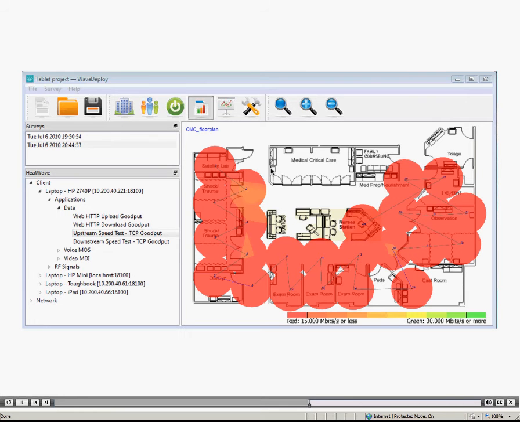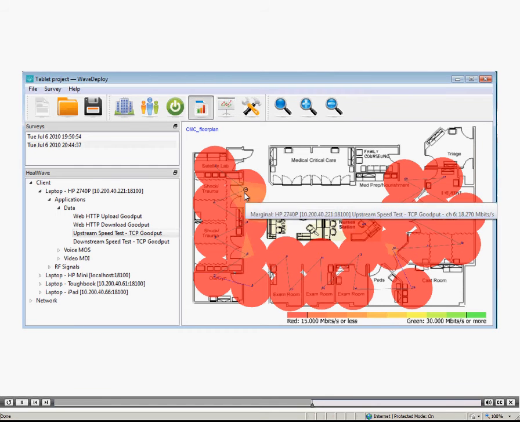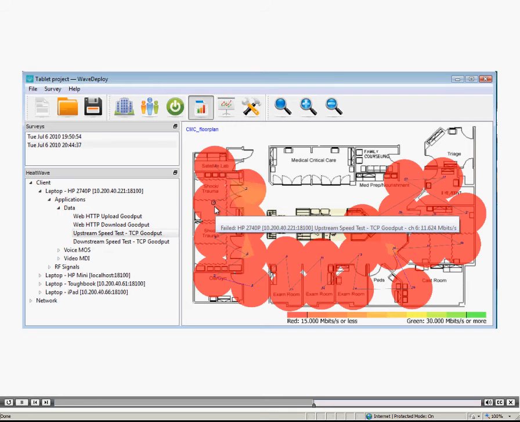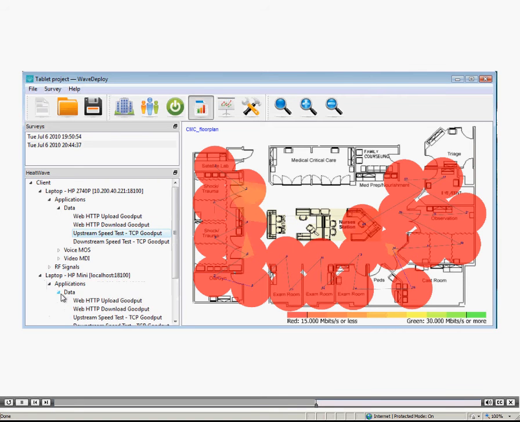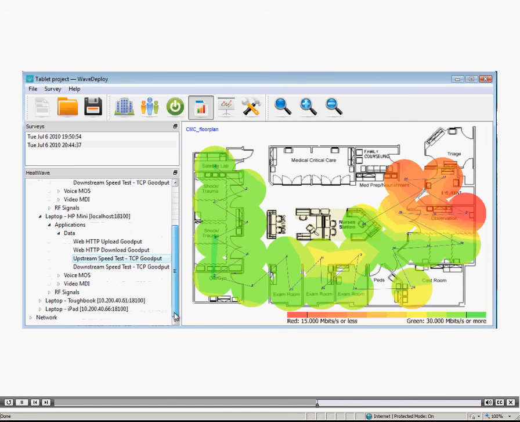For the HP 2740, clearly you can see that the measurements are low. In WaveDeploy measurements, every time you see red, that means a low quality of experience, and green means a good quality of experience. So, for example, here at measurement point number 2, you can see that the measured throughput was 18 megabits per second, as can be seen on the right side of the pop-up box. And here at measurement point number 3, the goodput was 11.6 megabits per second, clearly below the desired service level agreement. Now let's compare that to the HP Mini.